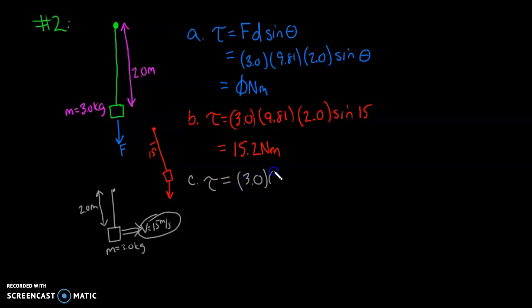It is still 3 kilograms. Gravity is still 9.81. The distance is still 2.0. And what is our angle here? Well, it's at the bottom. It's still straight up and down. So our angle is going to be 0. Sine of 0 is 0. So 0 times anything, we end up with 0 Newton meters. So that's question number 2.